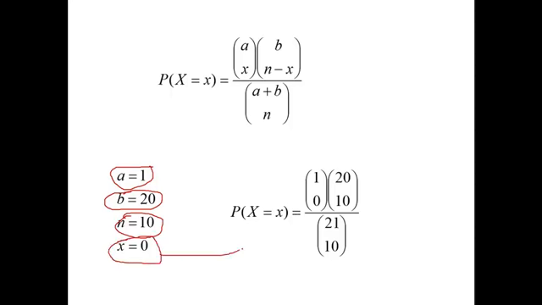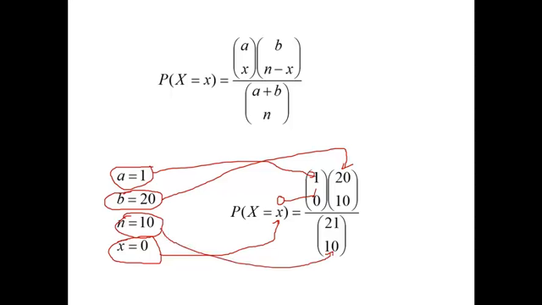0. So this x equals 0 right here. This is the 0 there. This is the success, this is the failure. This is my sample size. This is the 10 minus 0 right here. And this right here, 21, is 1 plus 20. Okay, and you do the math.